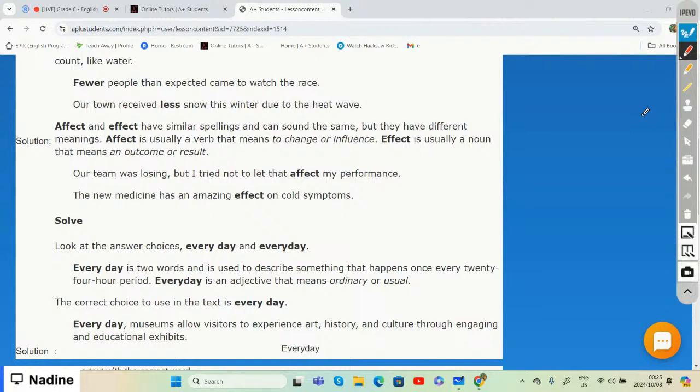All right. So every day, if we look at the word every day in two words, every and day, it is two words and it is used to describe something that happens once every 24-hour period.